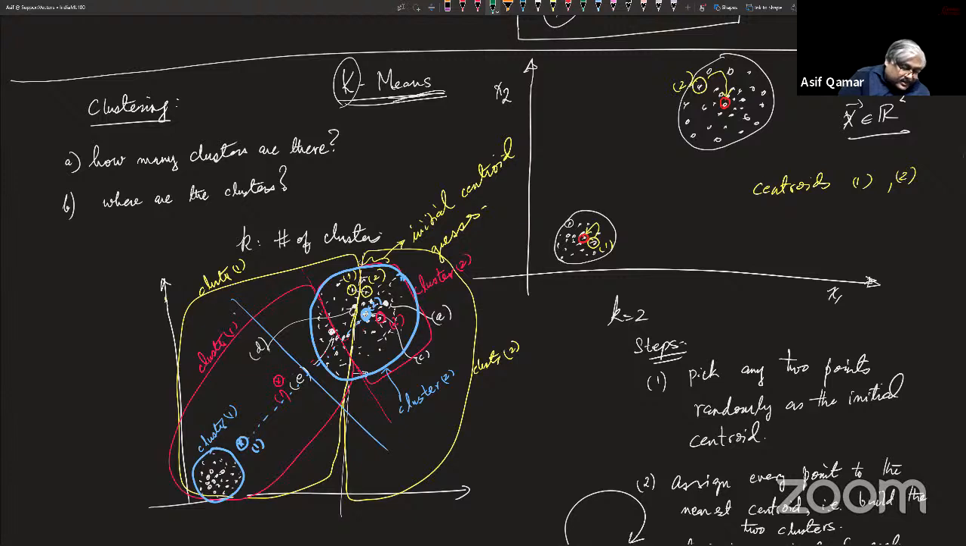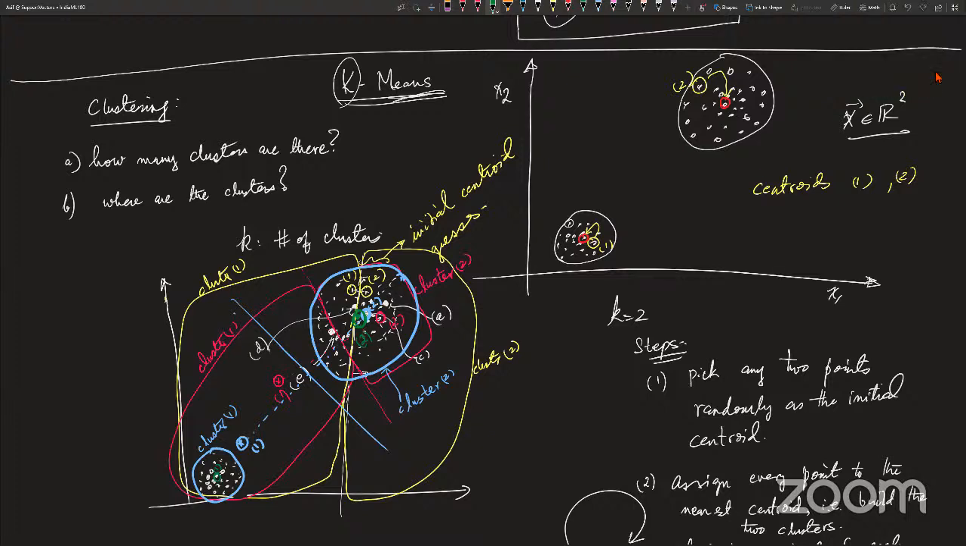Okay, so now what is the center of gravity of this? It would be this. Would you agree that this is the center of gravity of 1? And the center of gravity of this cluster is perhaps somewhere here, or somewhere here, 2. Does this look reasonable, guys? Yes, sir.